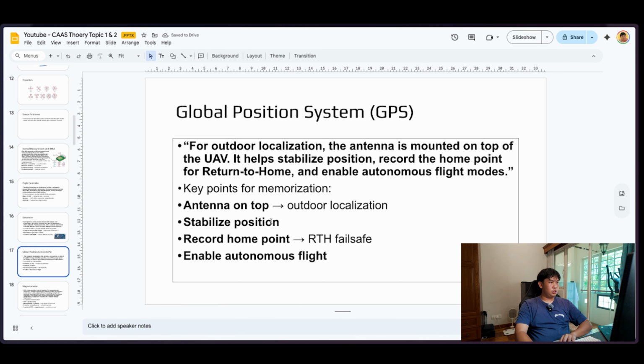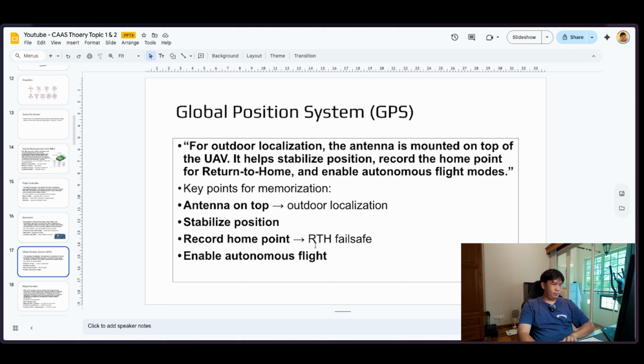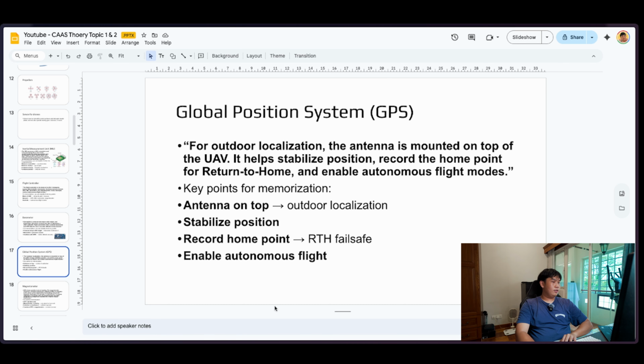Global Positioning System, like your GPS, Google Maps, is to get a certain location. Normally the antenna is placed on top, meaning the drone is here and the antenna will be on top. It is to stabilize the position and to record a home point. Home point is when you hold the button long enough, the drone will come back to you. It enables autonomous flight. If you don't know autonomous flight, please Google it. I think it's very important to understand this.